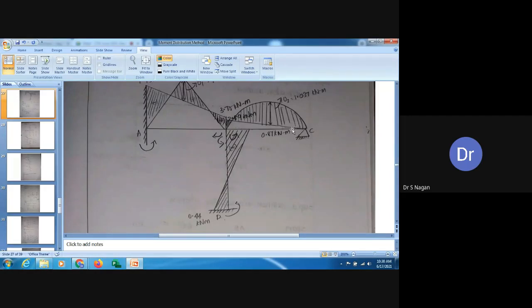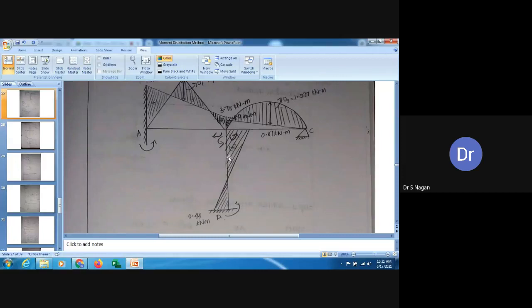Then come to portion BC. Here, I have minus 2.89 anti-clockwise moment. So apply here. Therefore, I'll be getting this point. Here it is zero. So connect these two. Then it is subjected to UDL. Therefore, connect with the help of a parabola. Then shade the portion. The line connecting the end moments becomes a baseline. Above the baseline, you have positive bending moment, and below the baseline, you have negative bending moment.